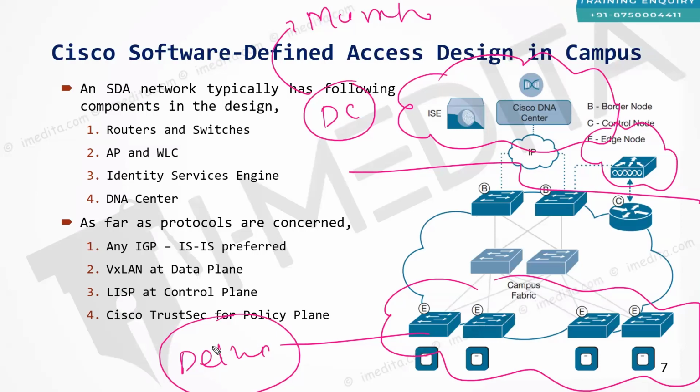I mean, you have to make the reachability, and for the reachability, you can use whatever protocol you want to use, but Cisco recommends that we have the ISIS. Not specifically that we have to migrate everything to ISIS, but you can use any protocol. Cisco recommends that we have the ISIS.